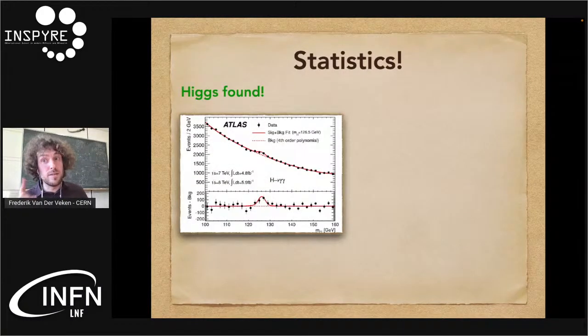Statistics. Statistics is cool, huh? This is the plot that showed the world, this is the ATLAS plot, that we found the Higgs. When this plot was shown on the big screen in the main hall at CERN, everybody stood up and gave a standing ovation, applauding. This plot proves that the Higgs is found. That's statistics. That's the power of statistics.